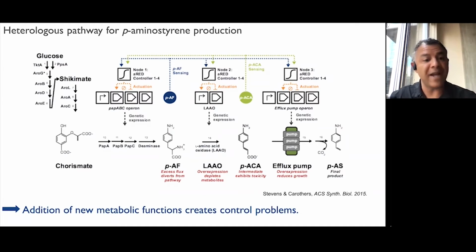In practice, though, when we introduce these new functions, we create a series of control problems. There are intermediates here like p-aminophenylalanine, or PAF, that are readily diverted from the cell. There are other intermediates that are toxic to the cell at relatively low concentrations, like p-aminocinnamic acid. If you overexpress some of the enzymes in the pathway, that has a deleterious effect on cellular metabolism, and so on and so forth. I'm giving you these examples in this particular pathway, but these are the general class of control problems that you'll encounter anytime you want to engineer metabolism to produce something that the cell doesn't produce natively.